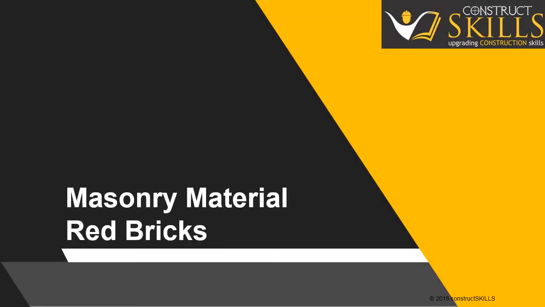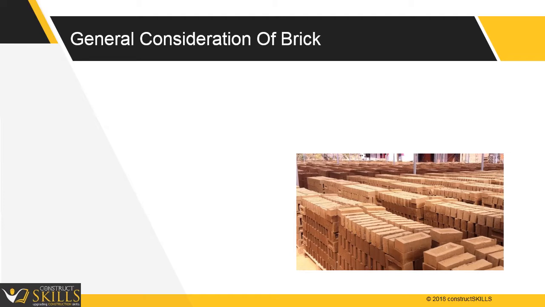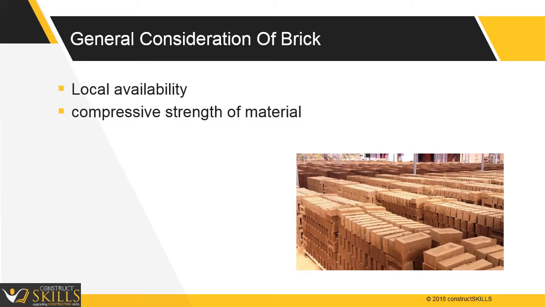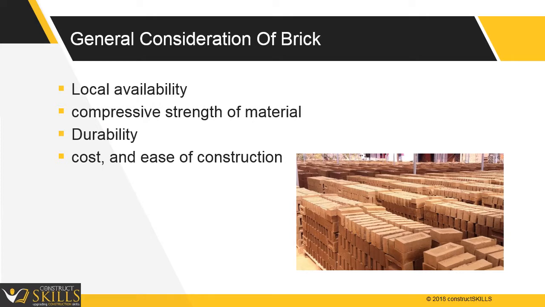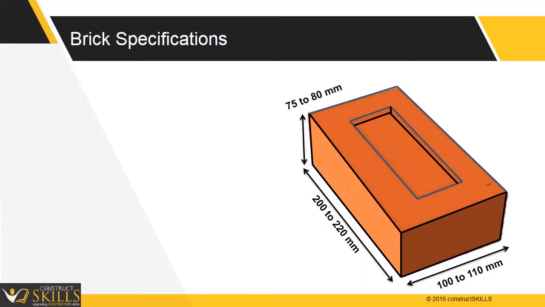In this lecture, we will learn about classification, general quality, dimensions and physical requirements of common burnt clay building bricks used in buildings. Choice of masonry units is generally made from the consideration of local availability, compressive strength of material available, durability, cost, and ease of construction. Brick has the advantage over stone that it lends itself to easy construction and requires less labor for laying. Clay bricks are commonly known as red bricks.